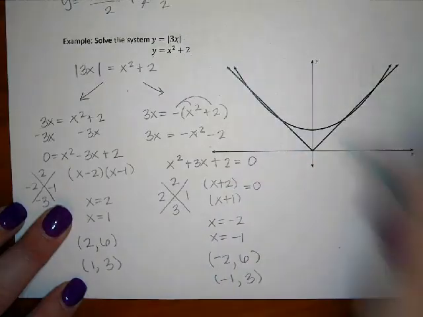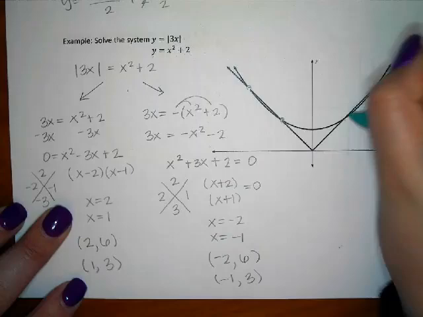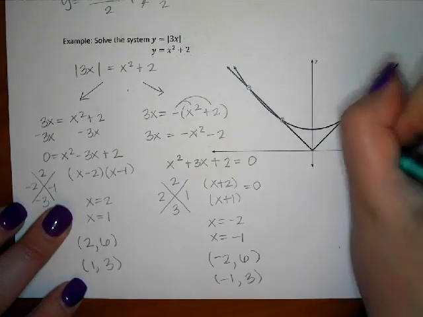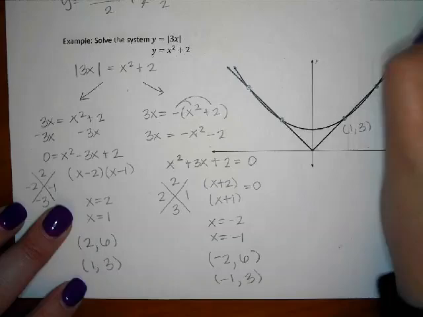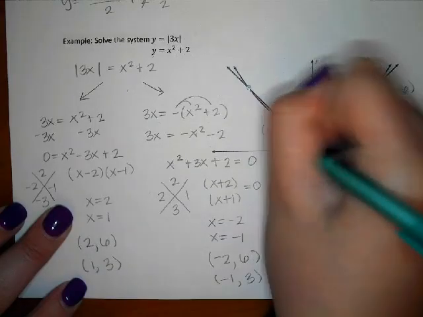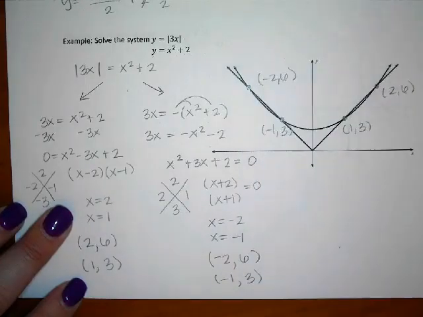So if we were to label these points with their solutions, we have (1, 3), (2, 6), (negative 1, 3), (negative 2, 6). Okay.